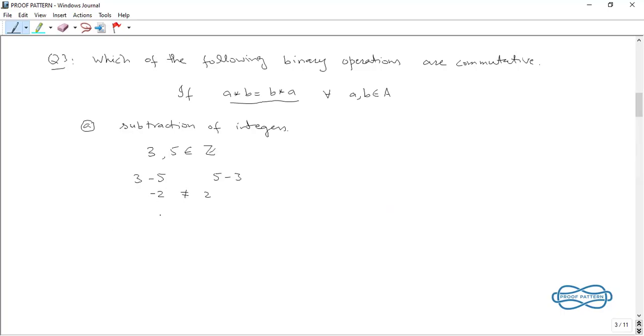So the conclusion is subtraction of integers is not commutative.